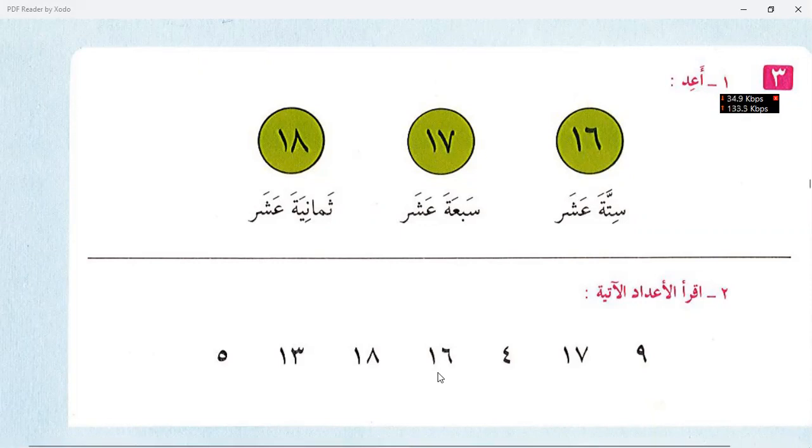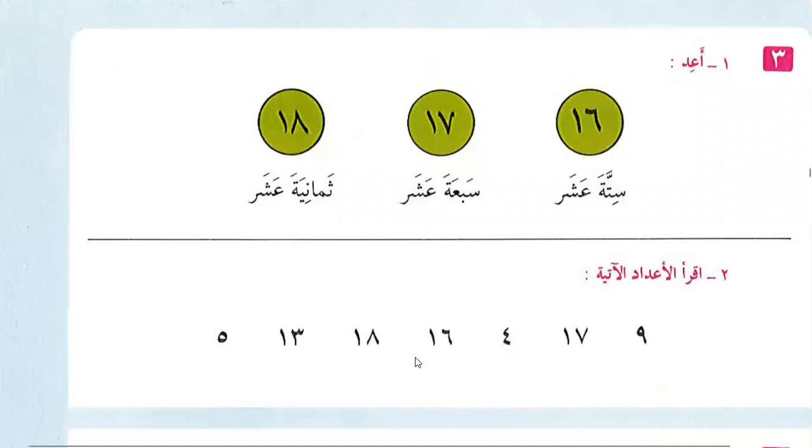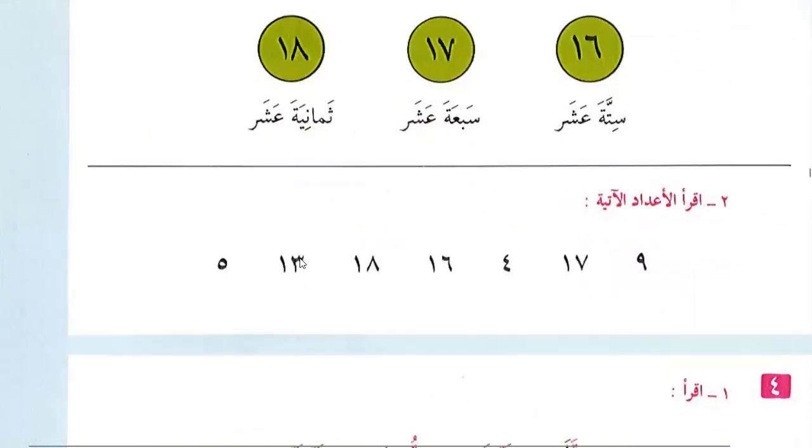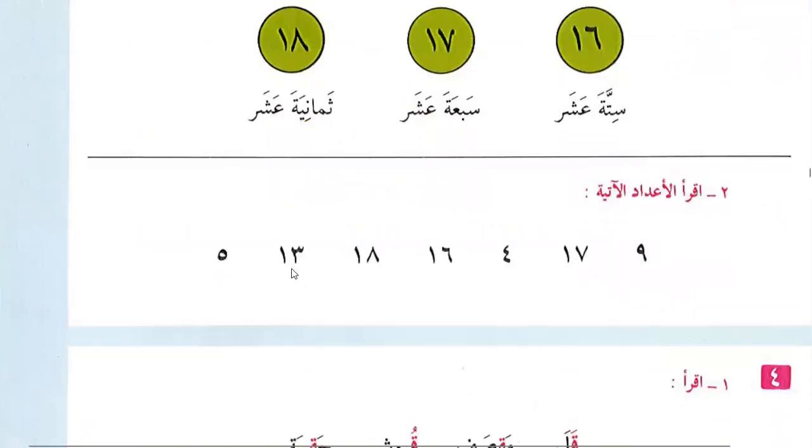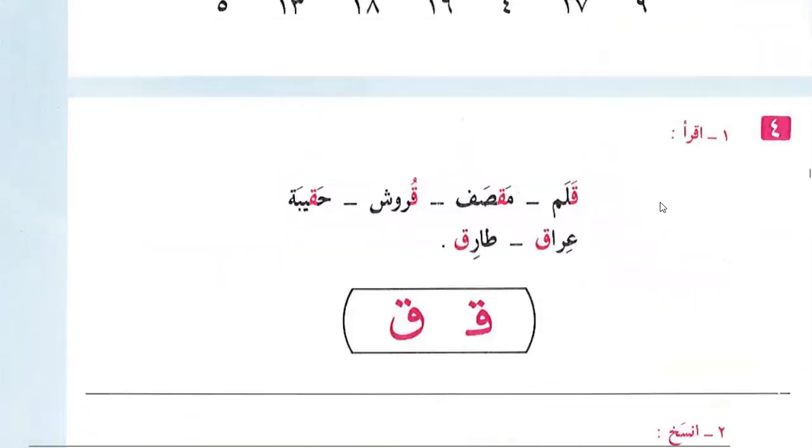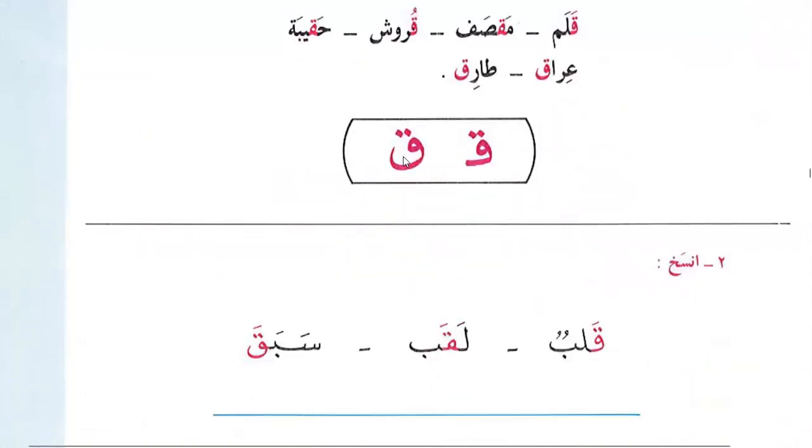Arba'a. Sittata ashara. Thamaniyata ashara. Thalathata ashara. Then he is asking you to read the numbers.